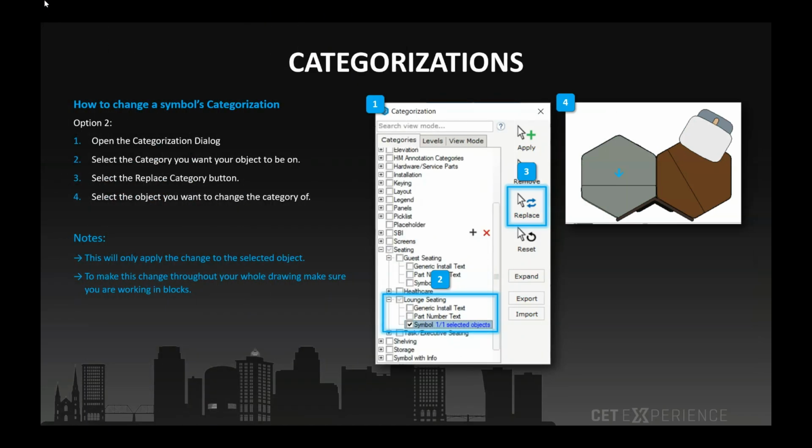Option 2 for how to change a symbol's category is going to be utilizing these buttons to the right of the categorization dialog. So we're going to open the categorization dialog again, select the category you want your object to be on, select the replace button right here, hover over the object you want to change the category of, and click it.